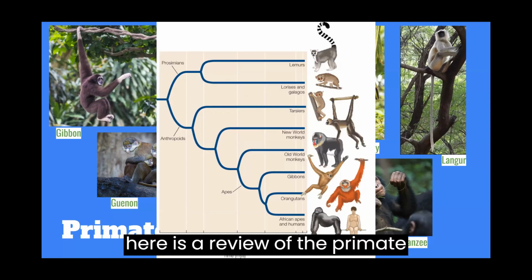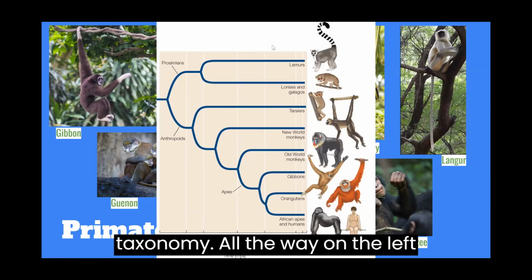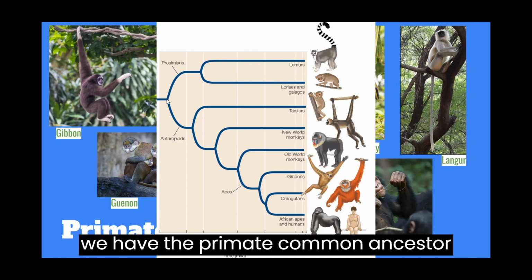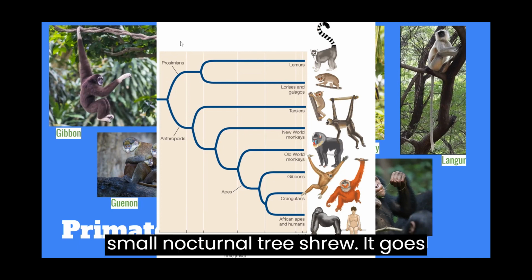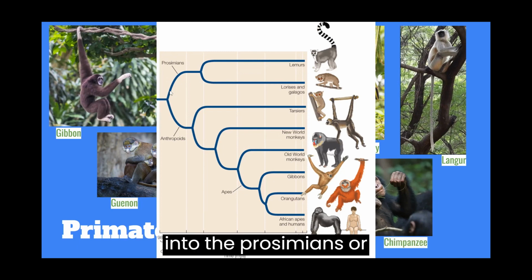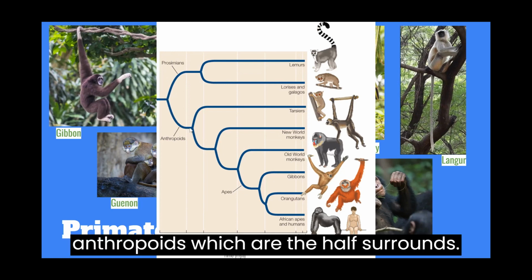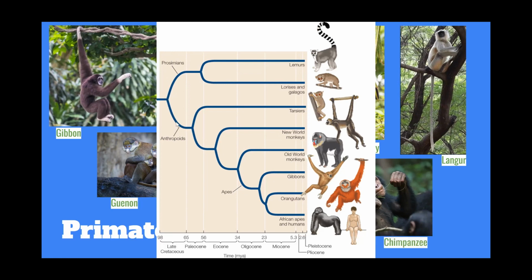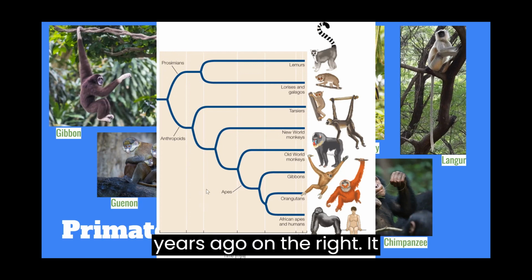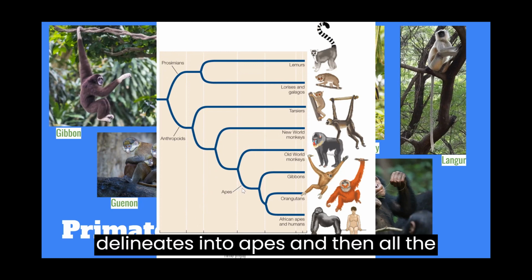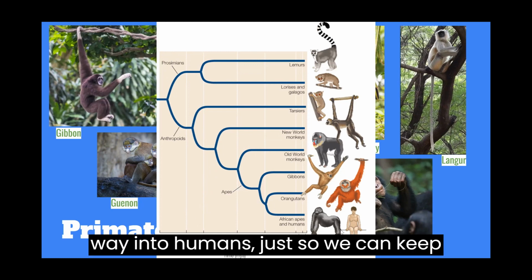And here is a review of the primate taxonomy. All the way on the left, we have the primate common ancestor, which we talked about was a small nocturnal tree shrew. It goes into the prosimians or the strepsirrhines, and then the anthropoids, which are the haplorhines. And you can see this is about 65 million years ago. On the right, it delineates into apes and then all the way into humans, just so we can keep this all relative.